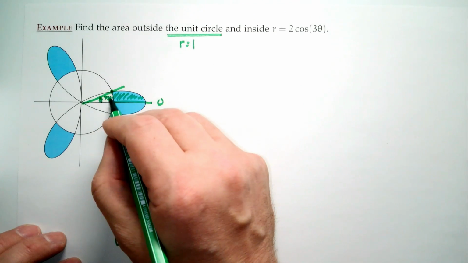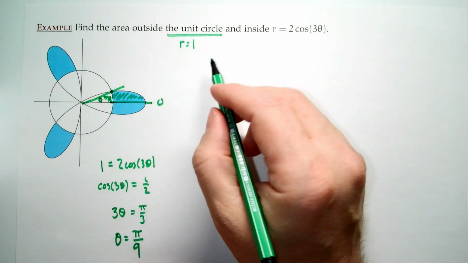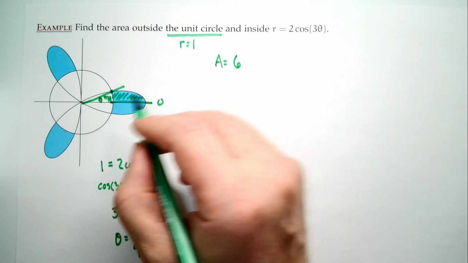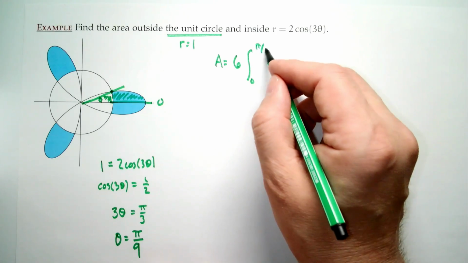Now, you might be nervous and say, I don't know my trig values for pi ninths. Well, forge ahead. You probably won't need it. So you might get some strange angles. These angles don't always have to be ones that we know off the top of our heads. But that's all right. So our area is going to be 6, because we're just doing a piece of it, integral from 0 to pi over 9.